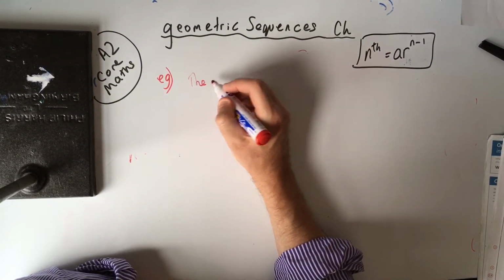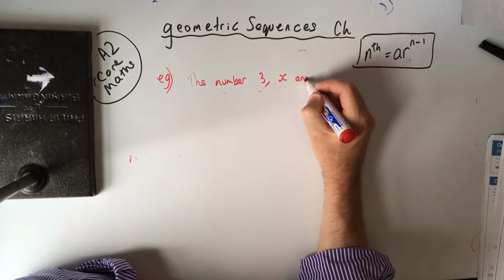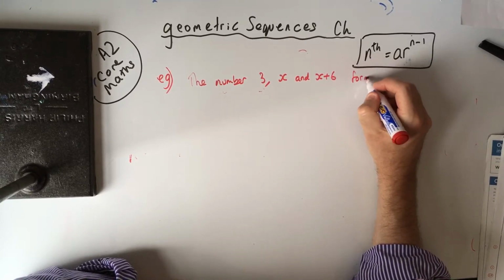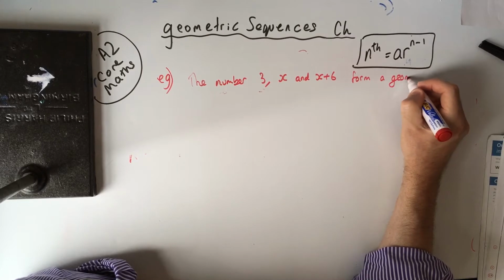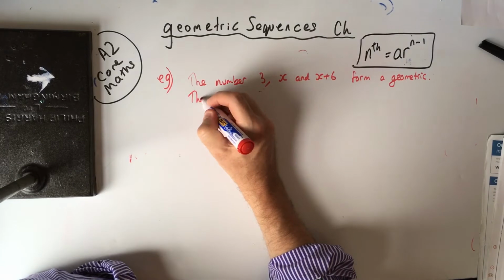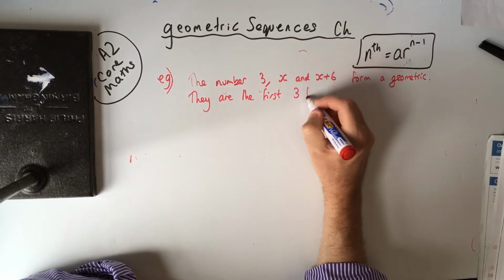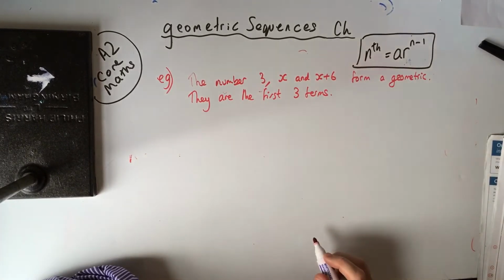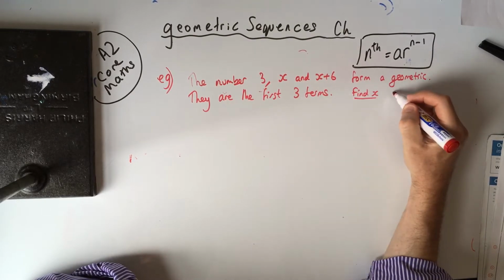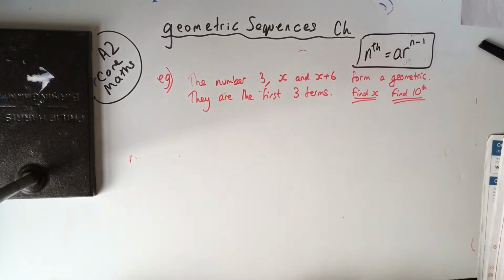So the numbers 3x and x plus 6 form a geometric sequence. They are the first 3 terms. Okay, so we've got to find x and find the 10th term. Okay, so find x and find the 10th term.